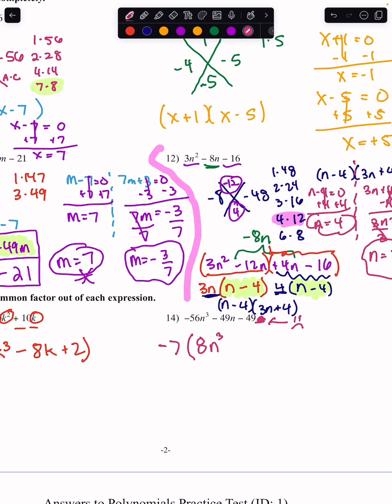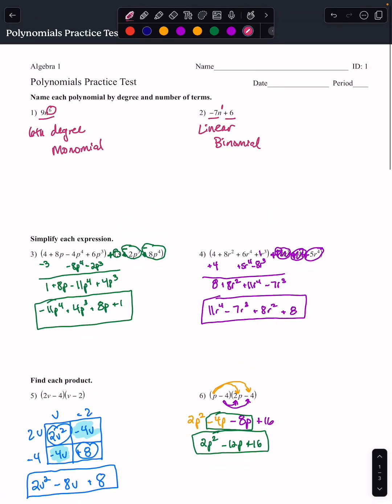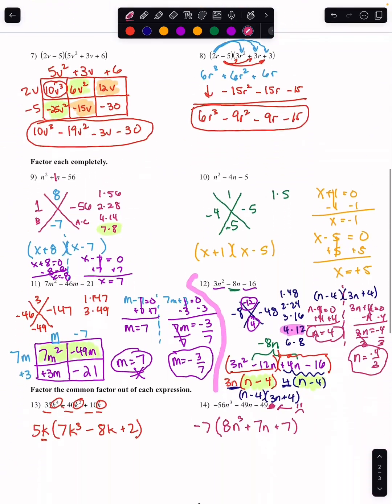Negative 7 times something is negative 49. That's going to be positive 7. And we didn't take any n's out. And then finally, negative 7 times a positive 7 is going to be a negative 49. All right, this is all the stuff you got to know. And it's not really that difficult, especially if you've been practicing and watching the previous videos.